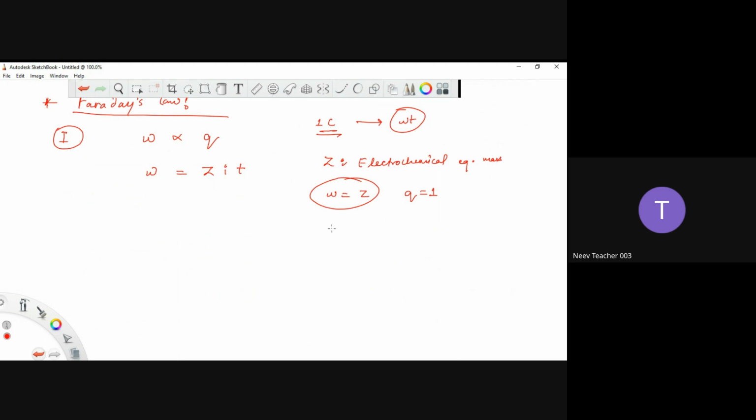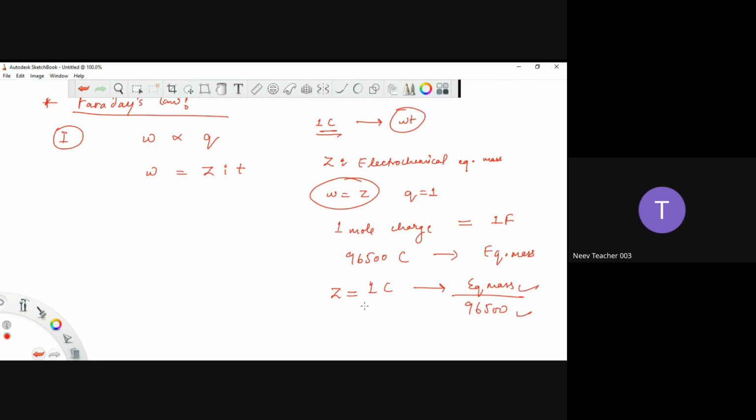How? Let's say, what is 1 mole of charge? 1 mole of charge is nothing but 1 Faraday, right? And 1 Faraday is 96500 coulomb. So if 96500 coulomb deposits the equivalent mass of the compound, then 1 coulomb of charge will deposit how much? Equivalent mass divided by 96500. So that will be your Z value. Z is basically the equivalent mass of that compound divided by 96500.